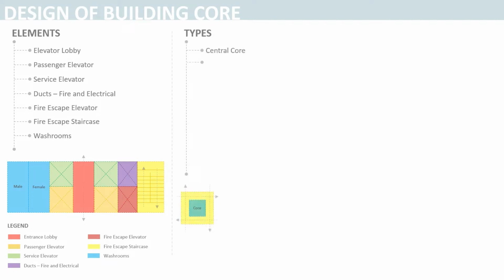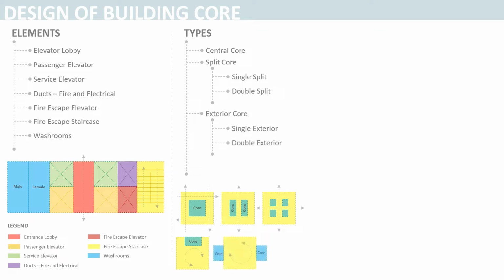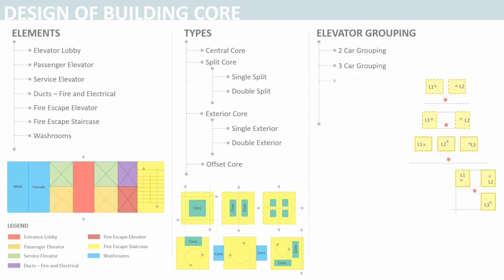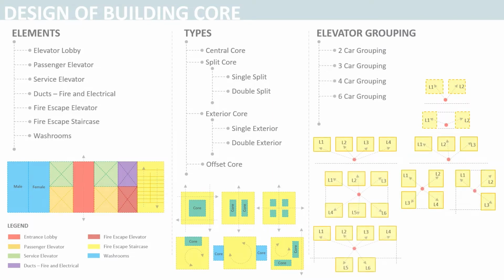Considering designs of high-rise structures, the types of core systems that can be set up are central core, a single and double split core, a single and double exterior core, and finally an offset core. A central core system has been inculcated in our design. Out of the 5 elevator grouping systems listed down to the right, a 4-car grouping system has been set up in our design.